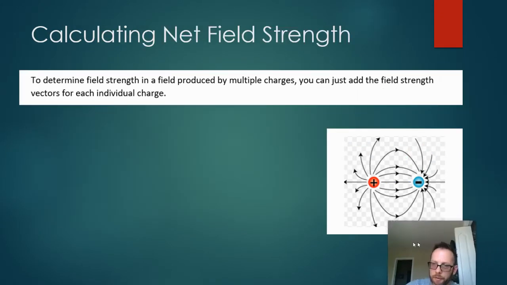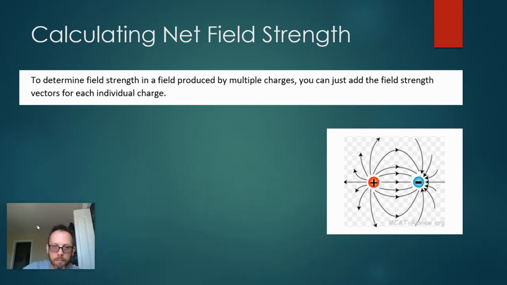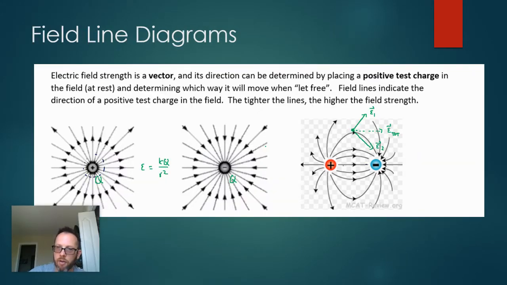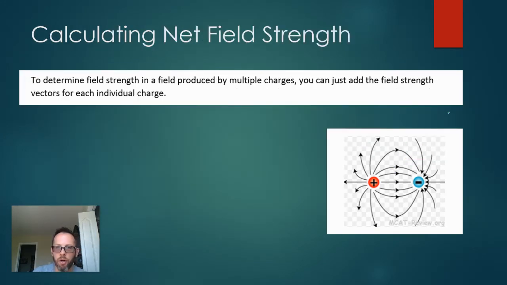And that's what I have for you there. And actually, I think my intention was to make those little markings on this slide, but those markings from the previous slide, we've got them, you can add them on there. We're good to go. So to determine field strength for multiple charges, we just add the field strength vectors together. And we'll do an example of that coming up soon.